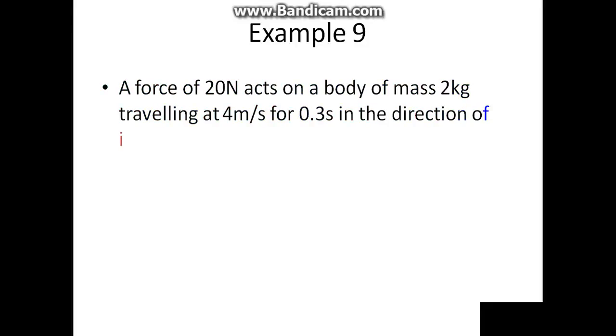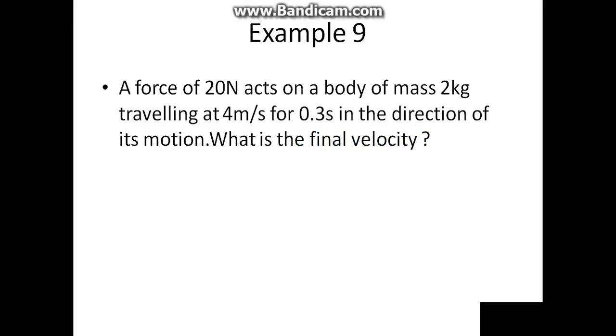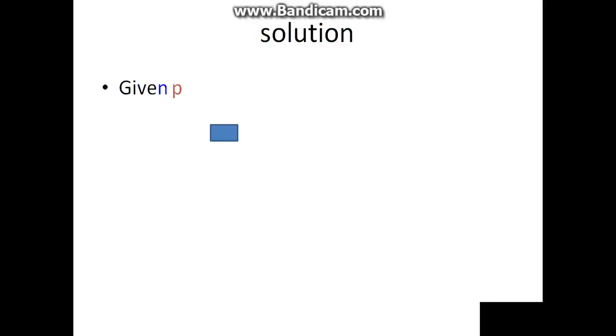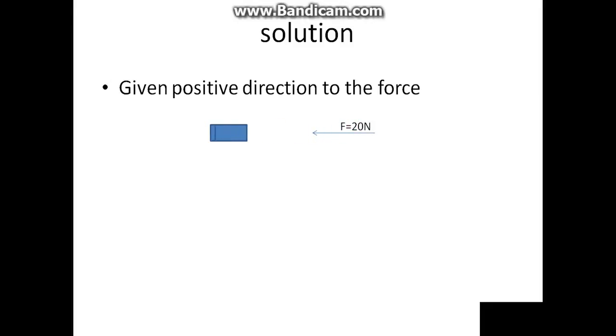Example 9. A force of 20 Newton acts on a body of mass 2 kg traveling at 4 meters per second for 0.3 seconds in the direction of its motion. What is the final velocity? Solution. Giving positive direction to the force, a body of mass 2 kg is moving with initial velocity 4 meters per second and a force of 20 Newton is applied for 0.3 seconds. We are asked to determine the final velocity of the body.